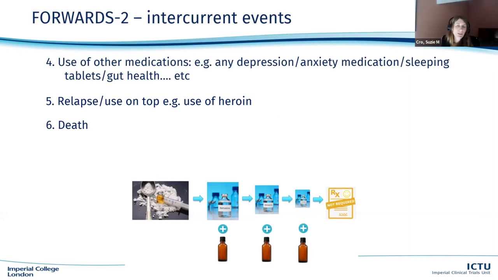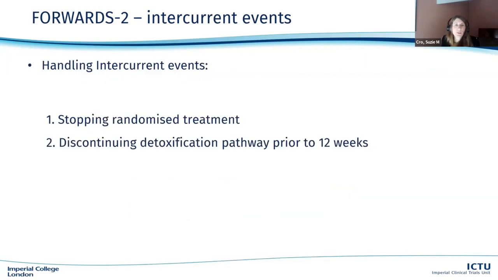And then there's also the potential amongst this population that patients might unfortunately die. But this was felt to be uncommon. Overall, we've got a total of 6 events to think about here. We then discussed handling these. We started with stopping the randomized treatment and also detoxification treatment discontinuation. Now, in an ideal world, the investigators would like everyone in the trial to be committed to detoxification throughout the 12 weeks and also remain on the randomized treatment.